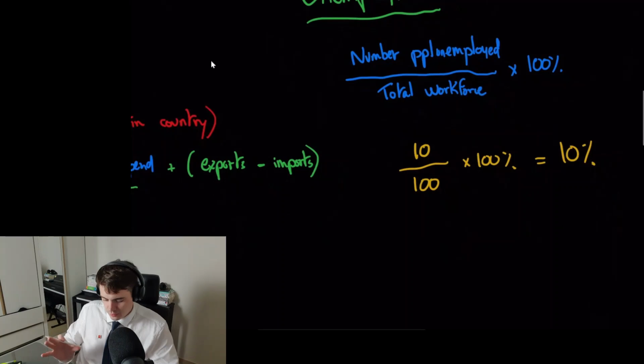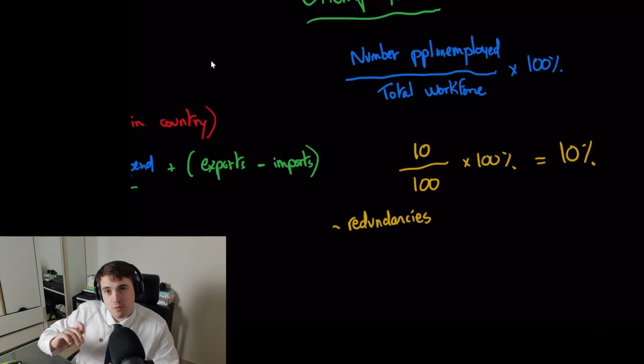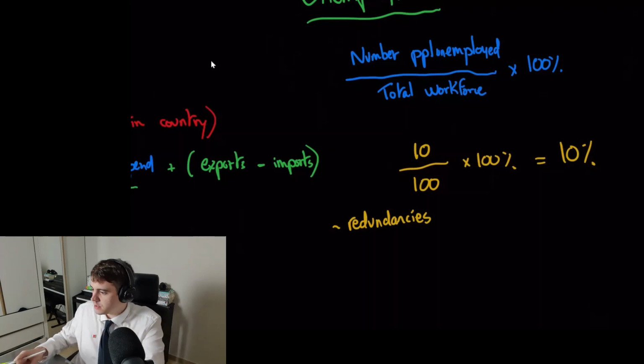So how does unemployment happen? First, we have redundancies. People who never worked but finished school, right? Actually, let me find a list. Okay.